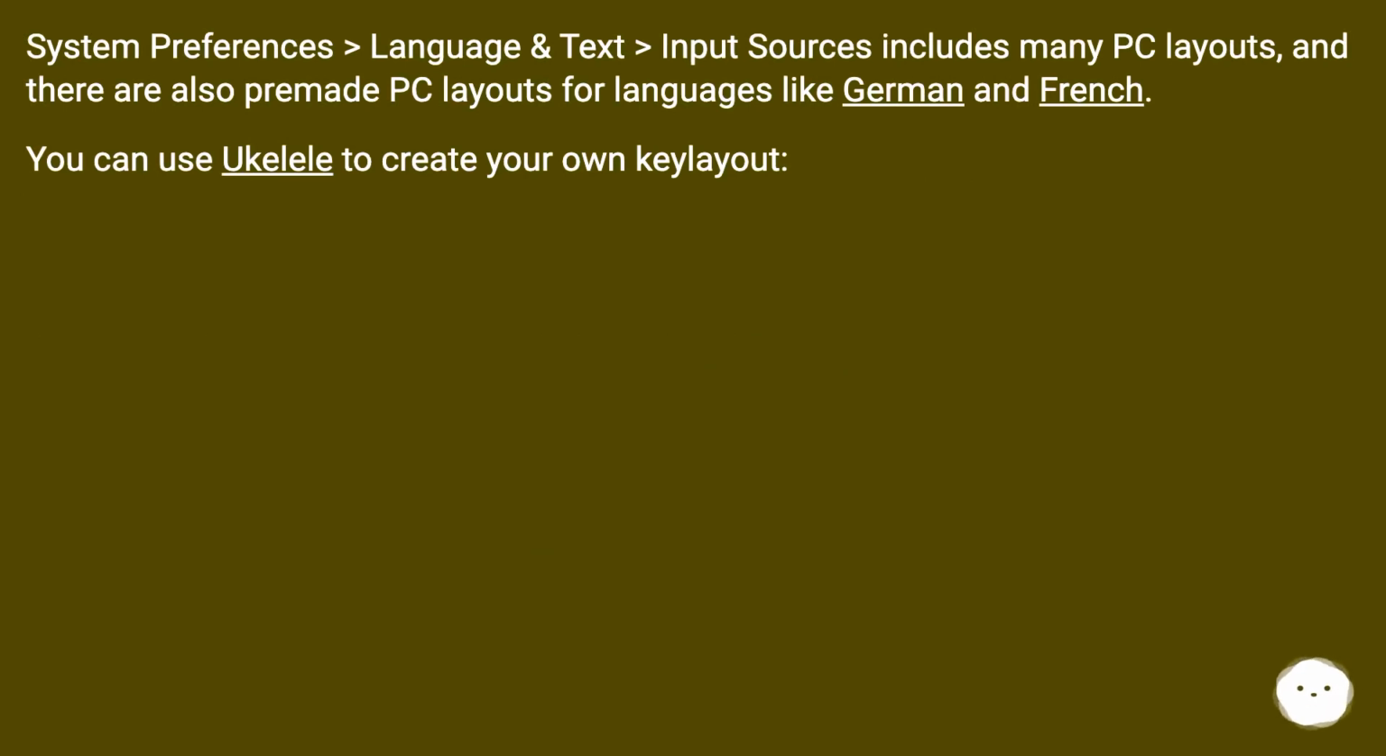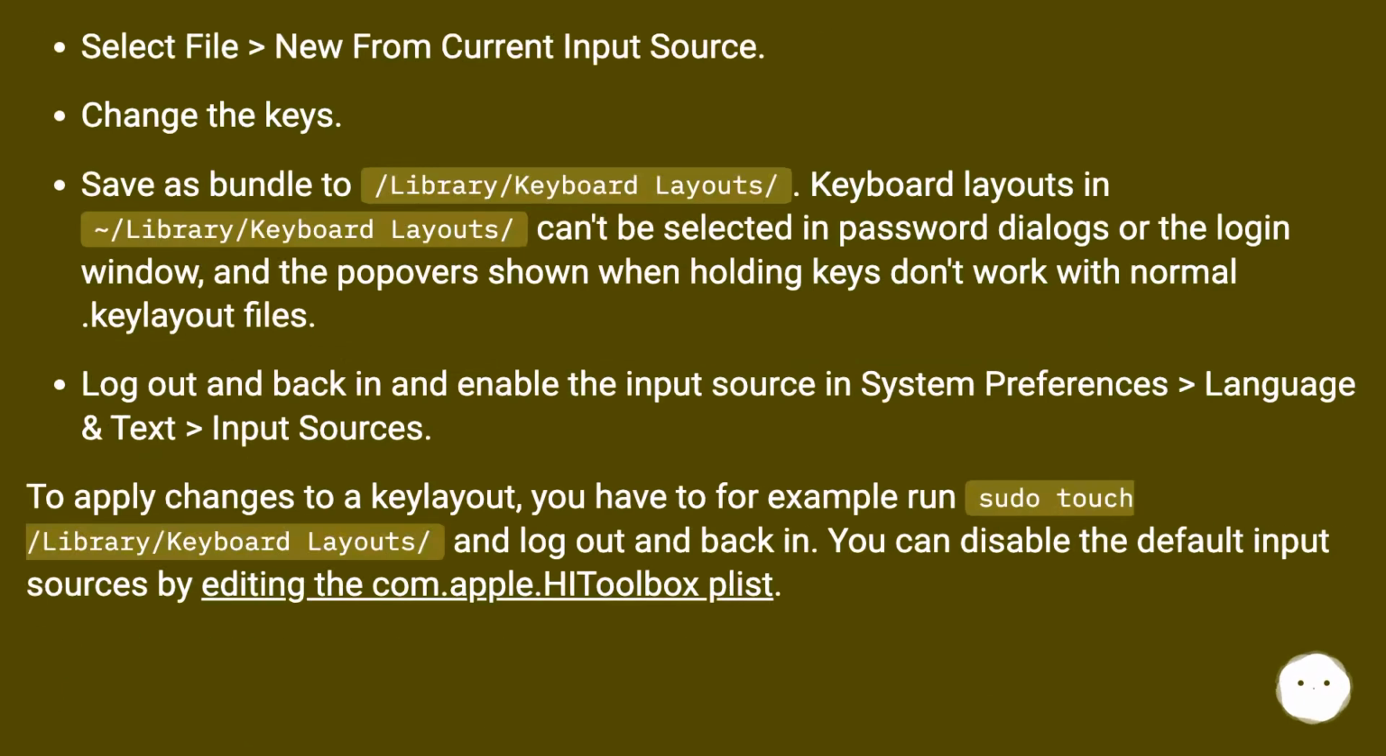System Preferences > Language and Text > Input Sources includes many PC layouts, and there are also pre-made PC layouts for languages like German and French. You can use Ukulele to create your own key layout. Select File, New from current input source. Change the keys. Save as bundle to Library/Keyboard Layouts.